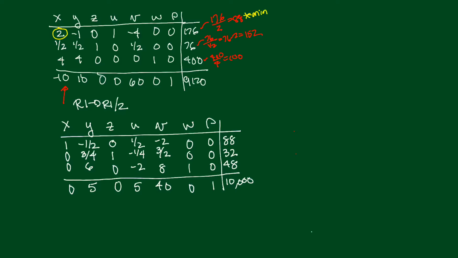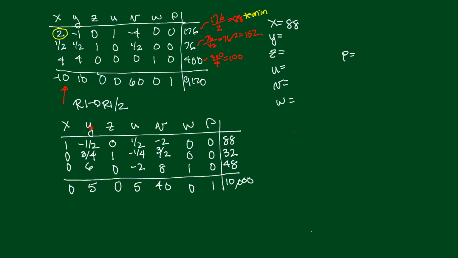So what have we got here? I have no negative numbers in the bottom row, so I know I'm done. This is the final tableau, and now from this tableau I can read the solutions to my linear program. So let's get the values for x, y, z, u, v, and w. What do we get for x? Well, I've got a 1 and all 0, so X is 88. X is the number of chairs we were going to build. So we're going to maximize our profit if we build 88 chairs.